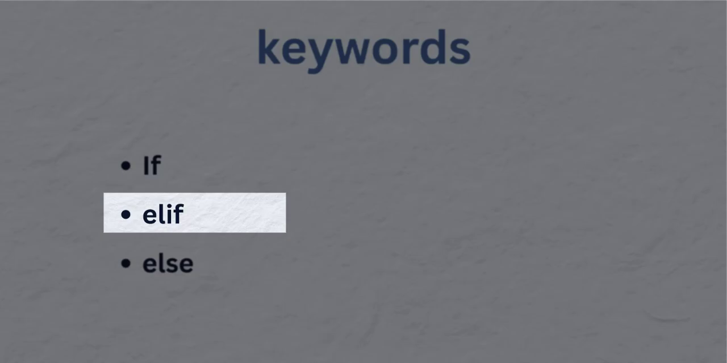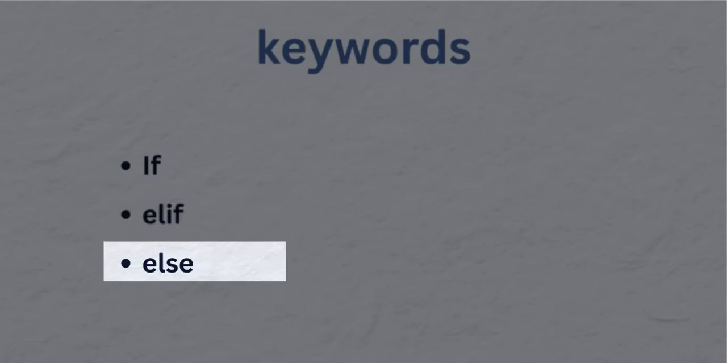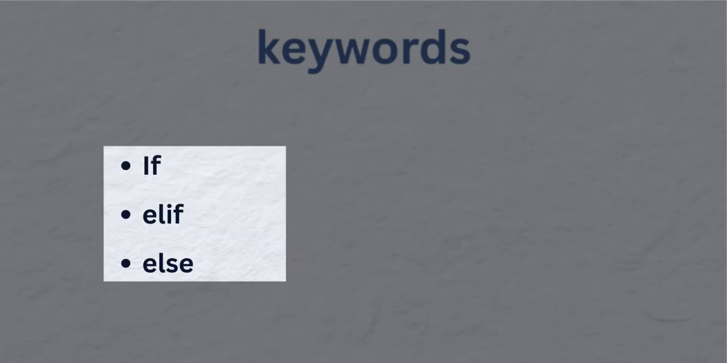So there are cases where you have three conditions to check. The first condition is checked using if. The second condition will use elif to check, and then else runs when none of the conditions are true. So if the if condition and the elif condition are false, then the else will run in this case. So let's move ahead and see how we can make use of these keywords.